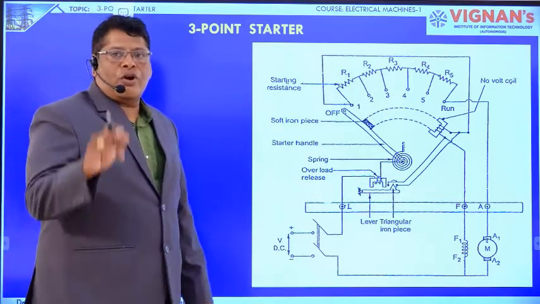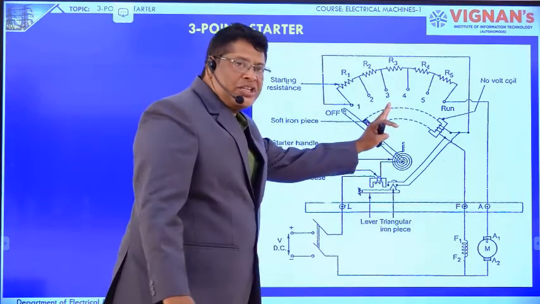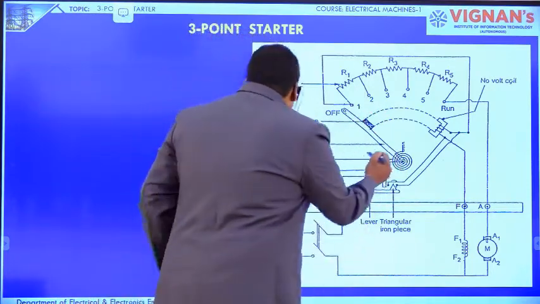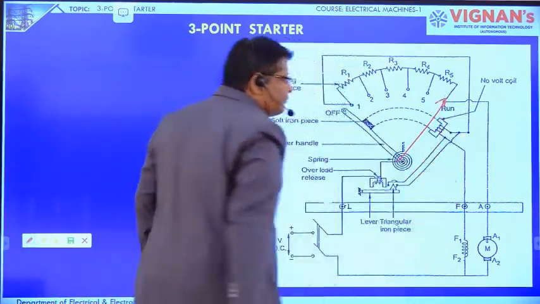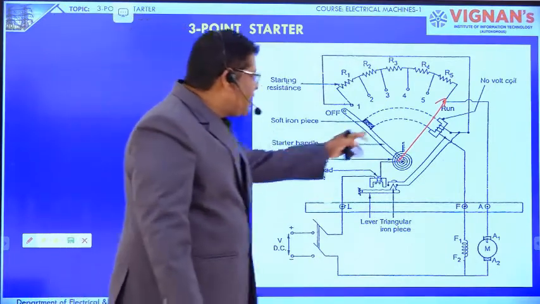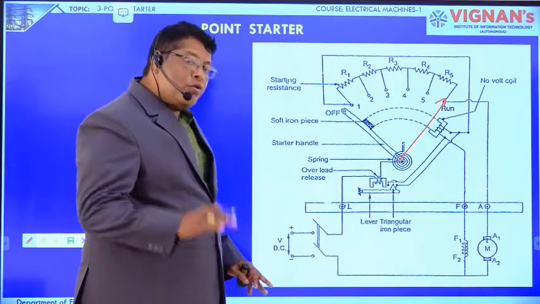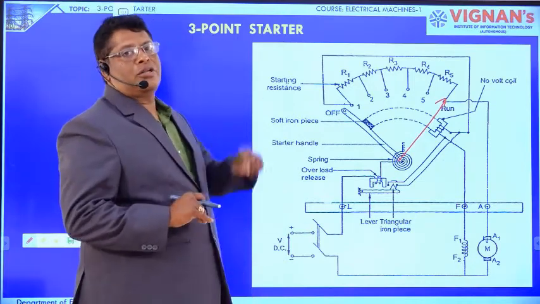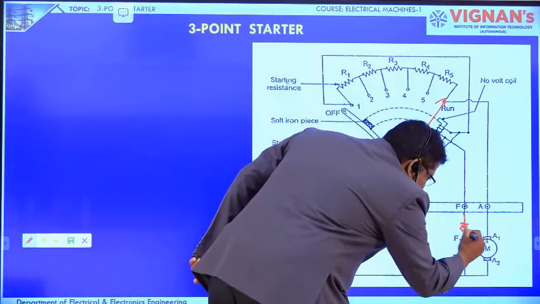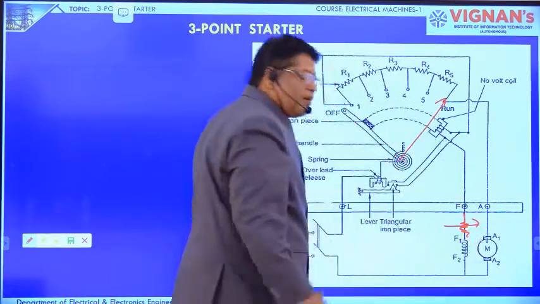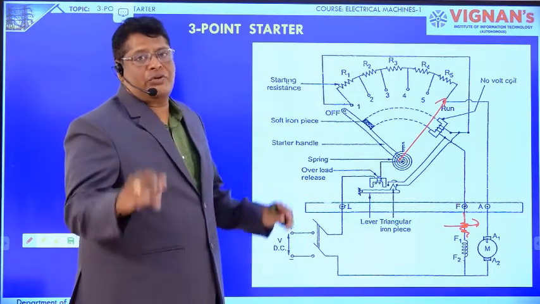But here, one more disadvantage is there. Now we started the machine by means of the 3-point starter, with the handle in the run position. We started the motor. Now we are going to control the speed of a shunt motor. To control the speed, we are inserting one external resistance in the field winding, because we are going for field flux control.